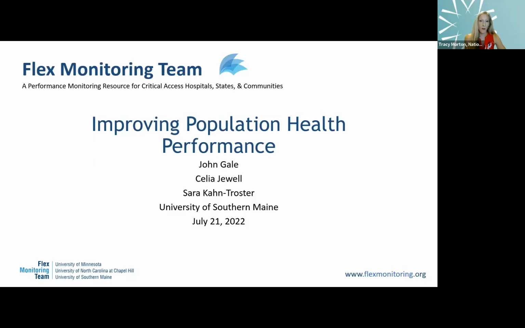It'll also describe a pathway to connect the Flex program population health efforts to the U.S. Department of Health and Human Services Healthy Rural Hometowns Initiative, which is a 5-year multi-program effort across the federal government to address factors that are driving rural disparities in heart disease, cancer, unintentional injury, chronic lower respiratory disease, and stroke.